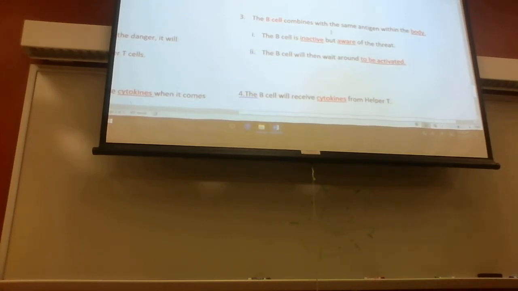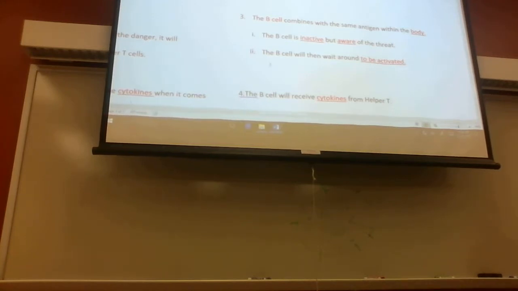So that happened on the left side. It goes from left to right. On the right side of step 3, the B cell combines with the same antigen within the body. It doesn't utilize an antigen presenting cell, but it still combines. The B cell is inactive but aware. It's kind of waiting around. It's aware of the threat. The B cell will then wait around to be activated.